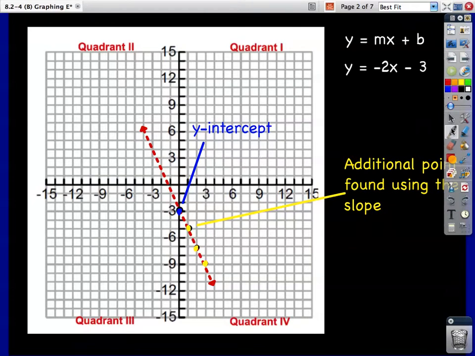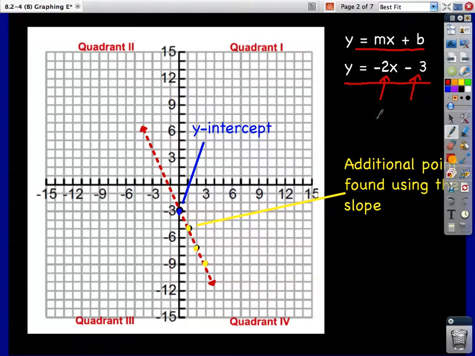Well, I've got this line here, and I've graphed it in red. The equation that describes that line is listed up above. Remember, this is the form y equals mx plus b of any linear function. In this particular case, m, the slope, is -2, and b is -3. Notice it's -3 because it's -3.